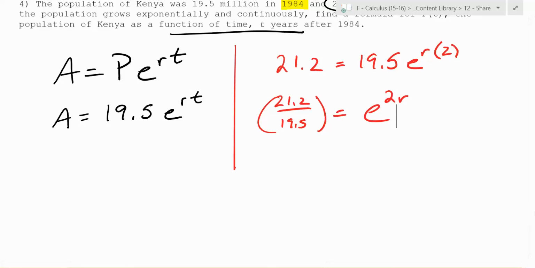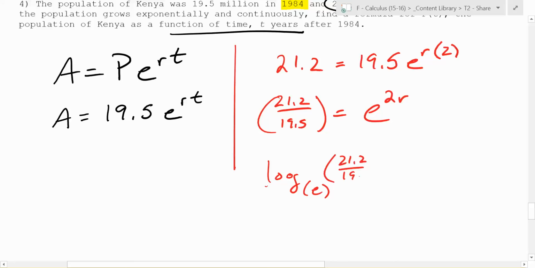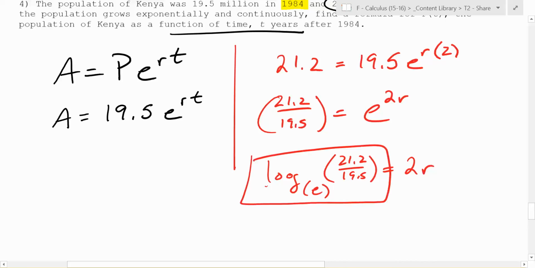Is everybody with me so far? I divided both sides by 19.5. Raise your hand if you're okay with what I just did. What form is that in? Exponential or log? Exponential. So we need to translate it into log. So it's going to be log base e of 21.2 over 19.5 is equal to what? 2r.